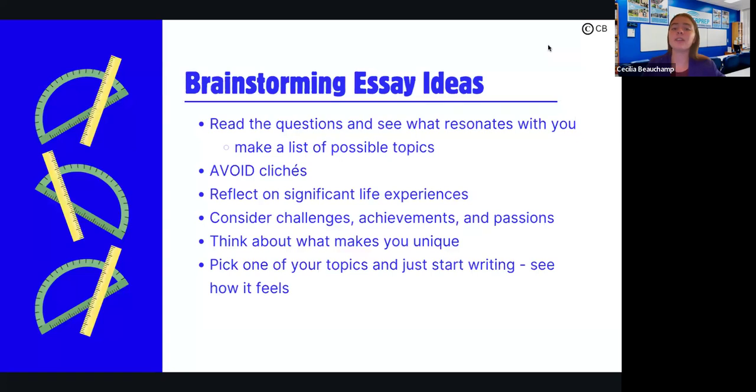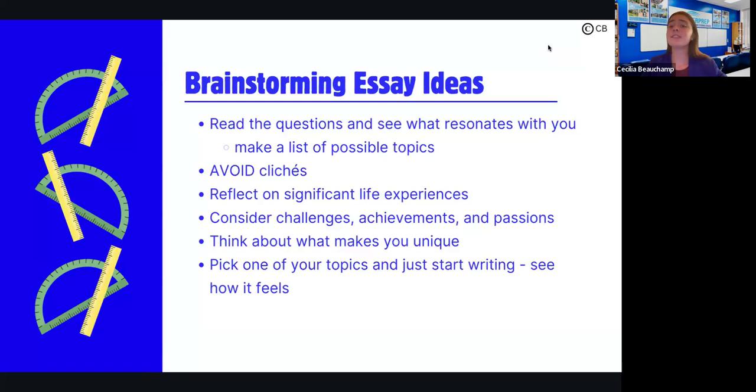The third thing is reflect on significant life experiences. This is your time to reflect. And sometimes you might be like, I'll try to write about this topic, but I might not be ready to really go into it. And that's okay to understand. It takes a level of maturity to realize, hey, I don't know if it's the right time for me to talk about this. And that's okay.